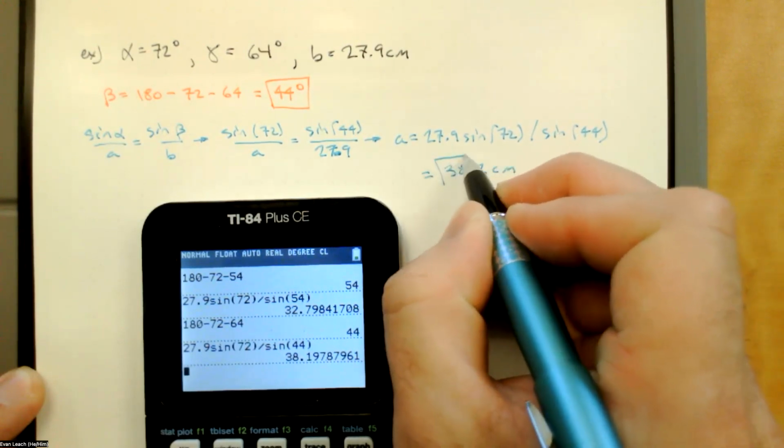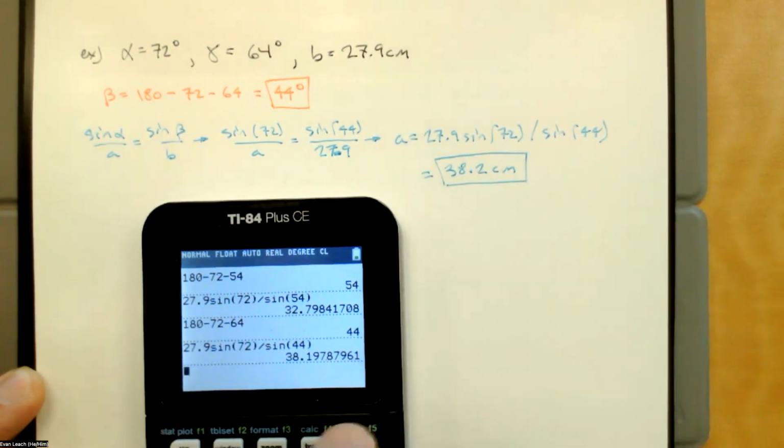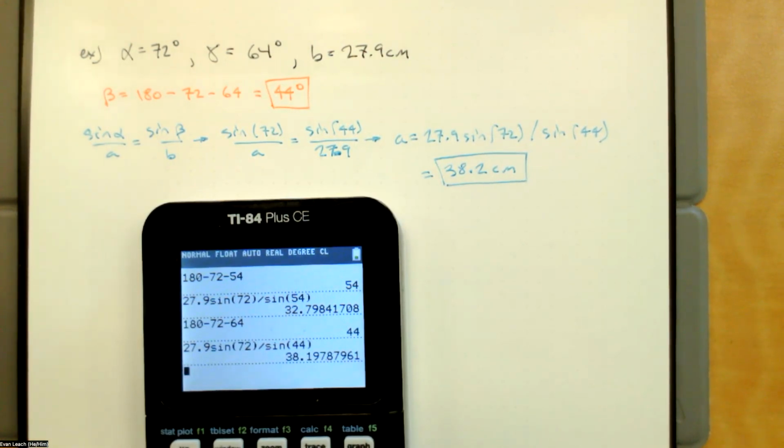So if I start using this in calculations, I'm going to want to use all those decimal places. I'm not going to clear this off my calculator in case I need it in the next step. I would like to avoid using 38.2 because it's been rounded off. It hasn't been rounded off all that much, but it has been rounded off. It's a little bit.